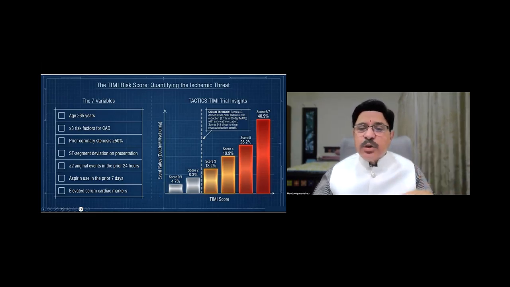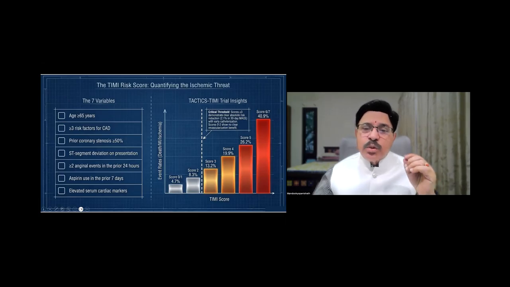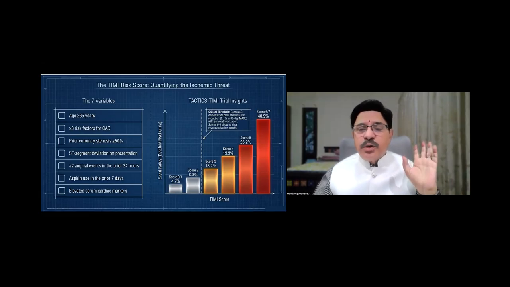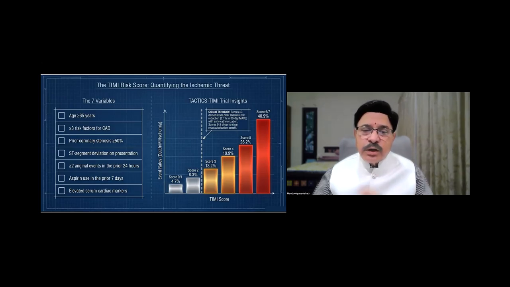If the TIMI score is more than 2, that means 3, 4, 5, or 6 and 7, there are 13.2, 19.9, 26.2, and 40.9% chances of a critical event. What are the events? Death, myocardial infarction, or ischemia. So my TIMI score estimate is essential in every patient after doing the HEART score. Do the HEART score, then do the TIMI score.